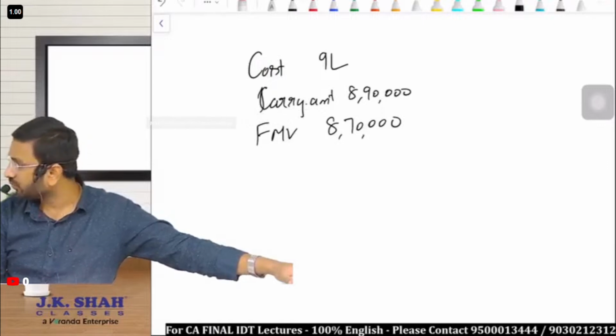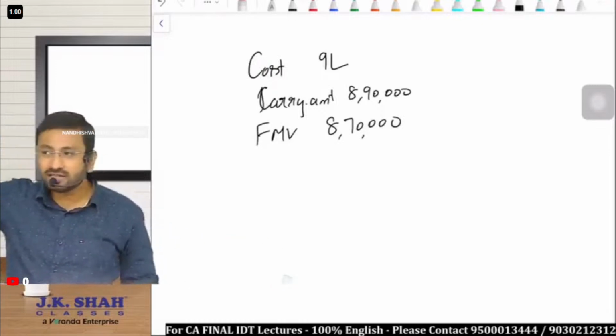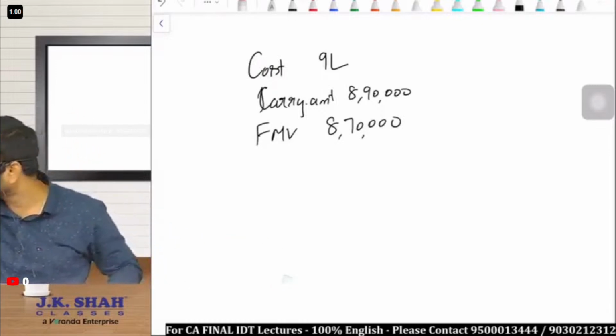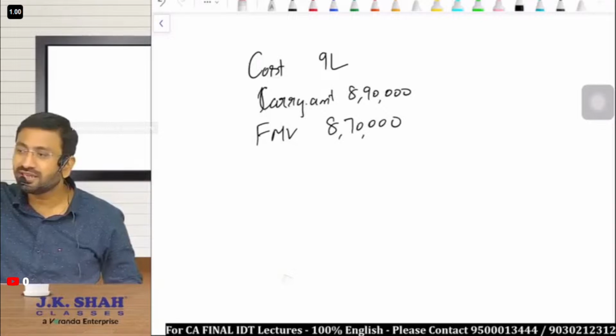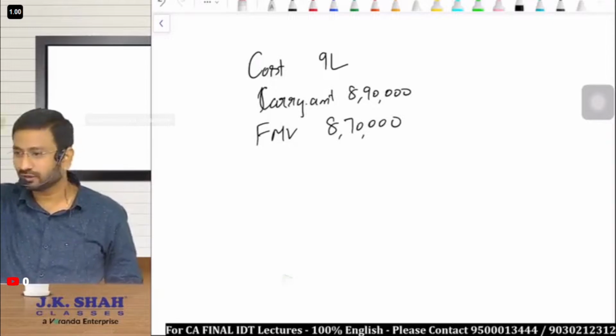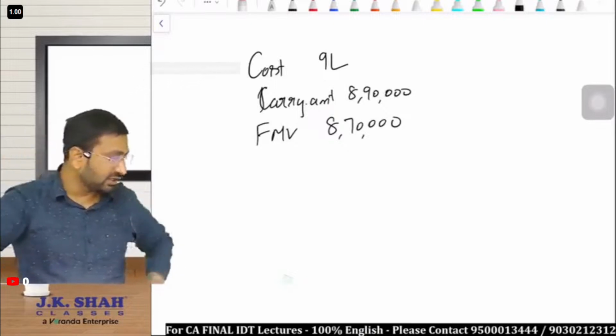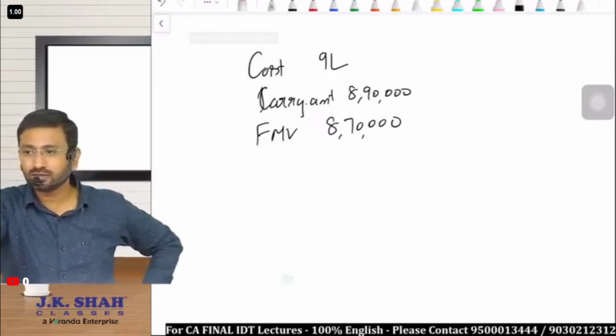But right now, what is there in your books? 8,90,000 is the carrying amount. So from 890, I should reduce that to 870. So the entry will be profit and loss account debit to investment. You're going to book how much loss? 20,000. Okay, can you write that? Just quickly write the entry. So the entry will be P and L to investment 20,000.